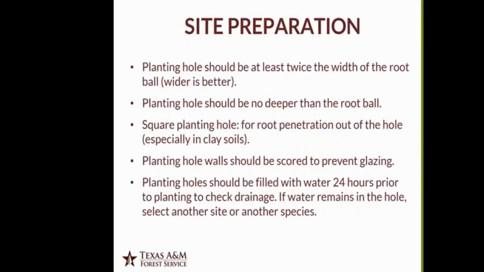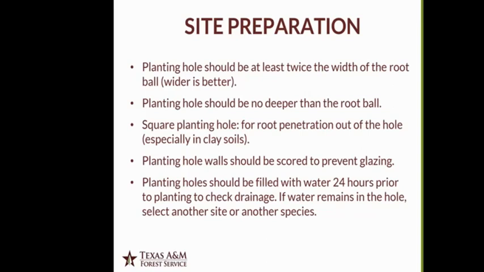Okay, so preparing the site for planting. Your planting hole should be at least twice the width of the tree or the root ball, or wider, but it should not be deeper than the depth of the root ball. Square planting holes can be beneficial in clay soils, just so that the roots can penetrate the corners and get past the clay soil. Not really an issue that much here.